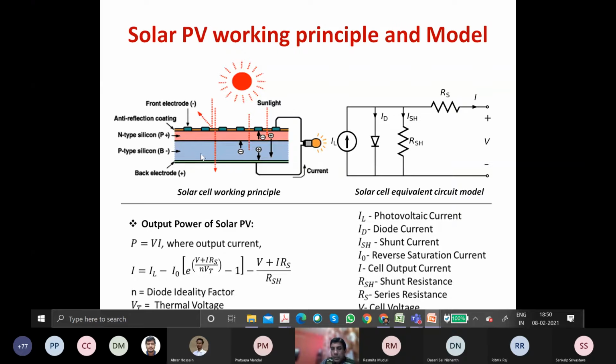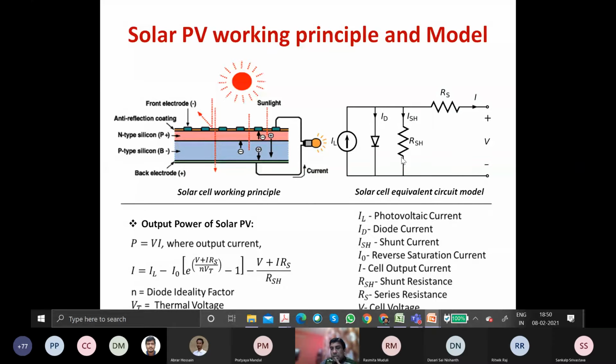Now, if you remember the definition of current source and voltage source, the cell gives the characteristic of a DC current source. That's why it is represented by an IL current source. Then there is a physical diode which behaves like a diode, anti-parallel with respect to this source, or you can say forward biased with respect to the source direction.